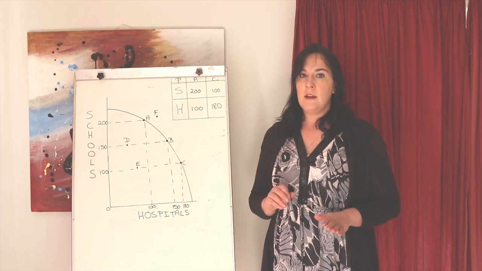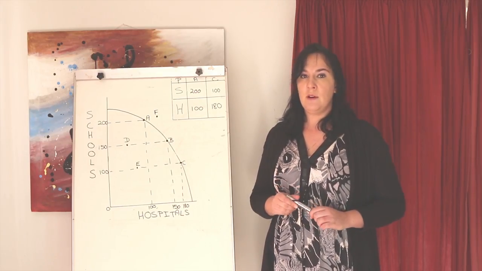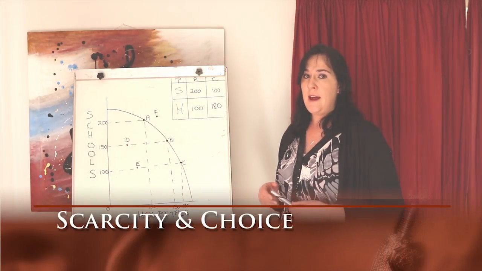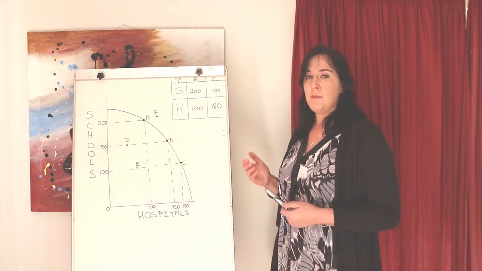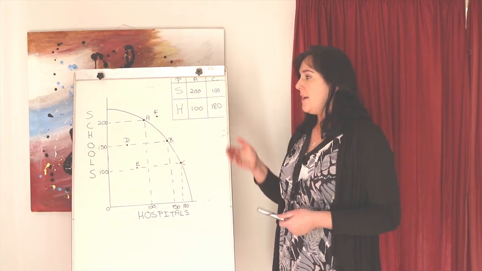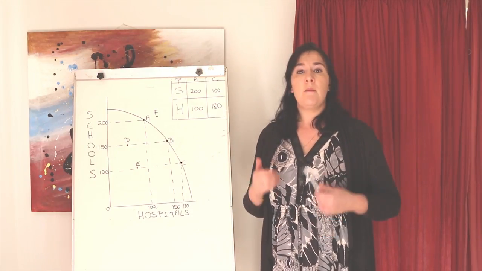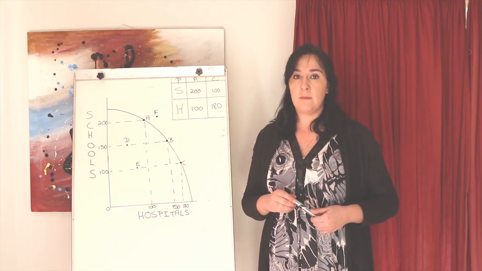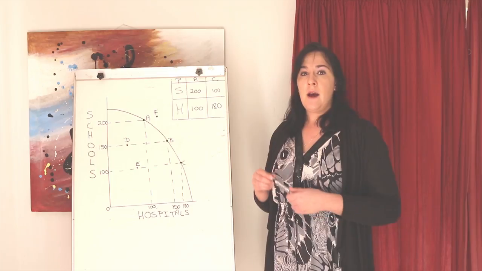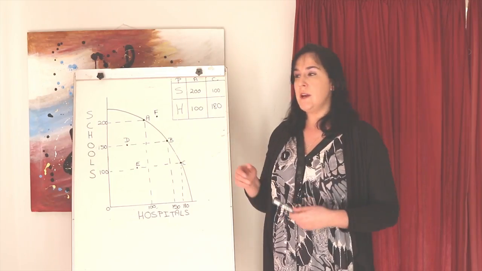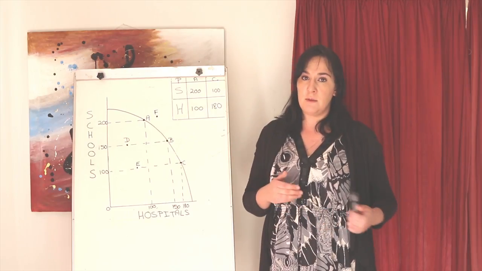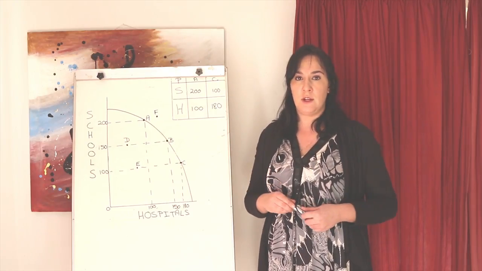Now, the next thing that my PPC curve illustrates is scarcity and choice, and that links in with my opportunity costs. I have scarce resources, my factors of production are limited, remember our economic problem, and my choice is when I choose between points. So something's going to be sacrificed for something else, linking in with opportunity cost.